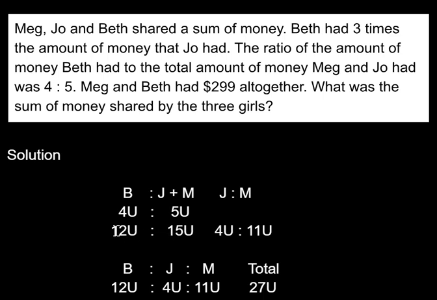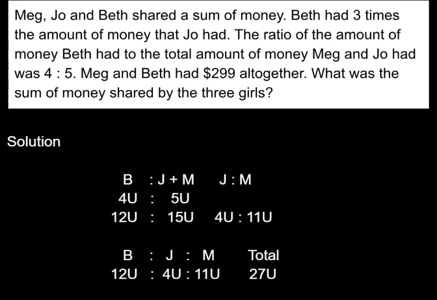Now we can fulfill the second condition that B is 3 times J. So we take 12 divided by 3, and we can put 4U here. If this is 4U, remember J plus M is 15U. So if J is 4U, M has to be 11U. So the ratio between B, J, and M is 12, 4, and 11. In total, there are 27U.